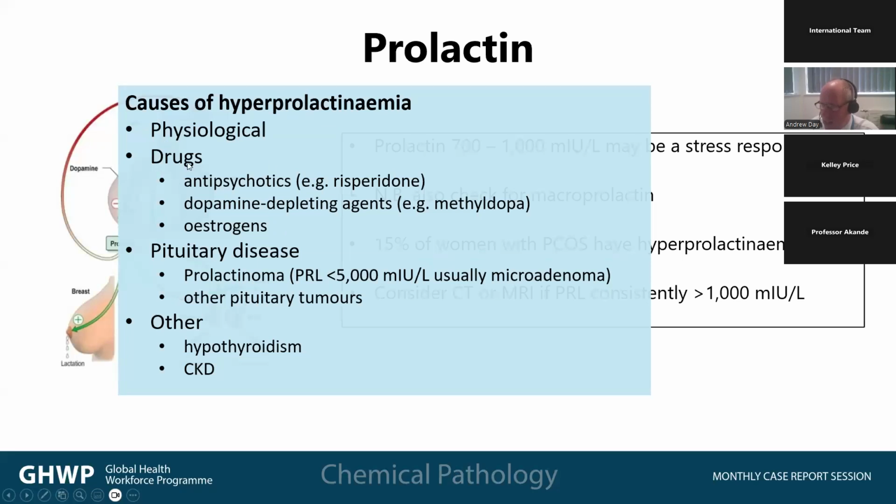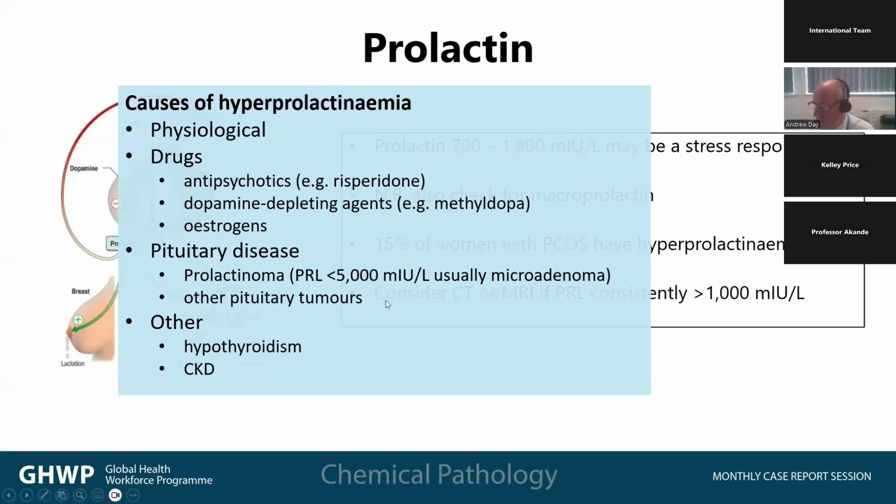Drugs, particularly antipsychotics, atypical antipsychotics, as well as the more traditional antipsychotics, risperidone, haloperidol, quetiapine, aripiprazole, etc., can all cause very large prolactin-raising effects, even to the extent of causing galactorrhea. Less commonly used dopamine-depleting agents like methyldopa. High doses of estrogens will put up prolactin levels.